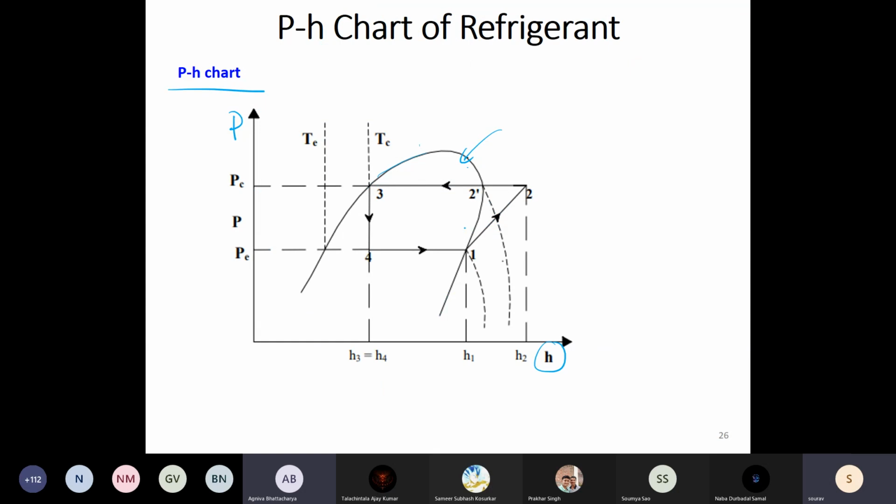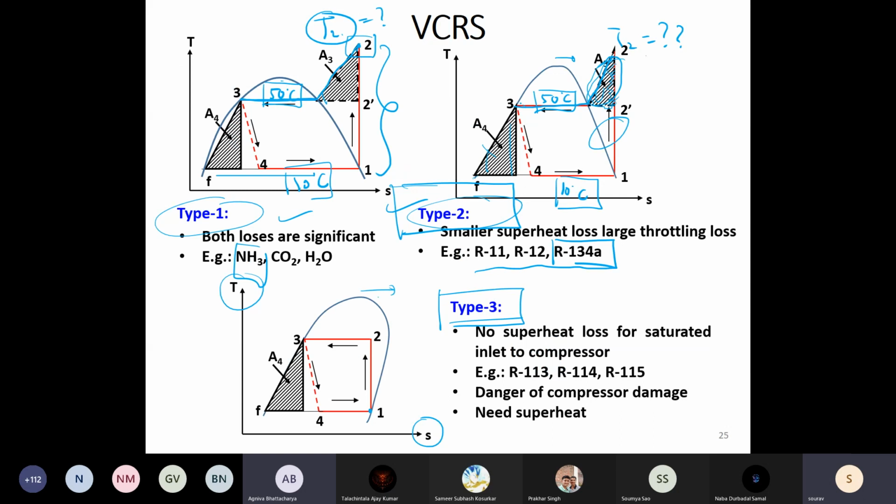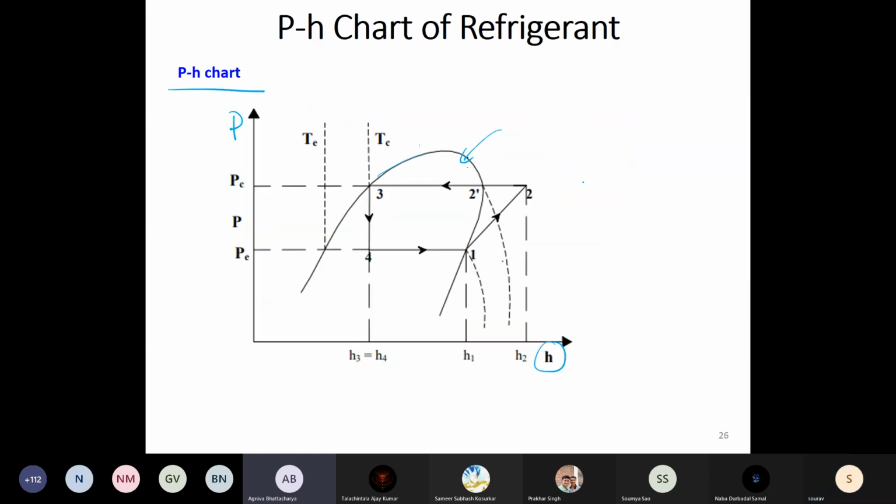So why refrigeration industry always uses pH chart is we can replace the throttling line which was at a particular slope on the TS diagram, where we cannot determine exactly where this point 4 will lie. Now on a pH chart, since the throttling process is an isenthalpic process, 3 to 4, it becomes a vertical line here. Okay, so this left hand side becomes a vertical line. Of course, it should still be denoted by a dotted line because it's an irreversible process.